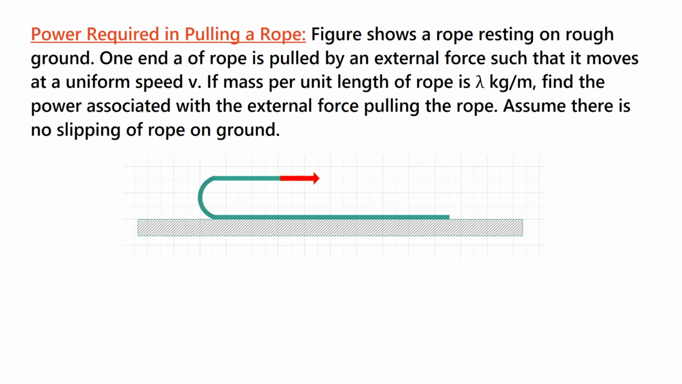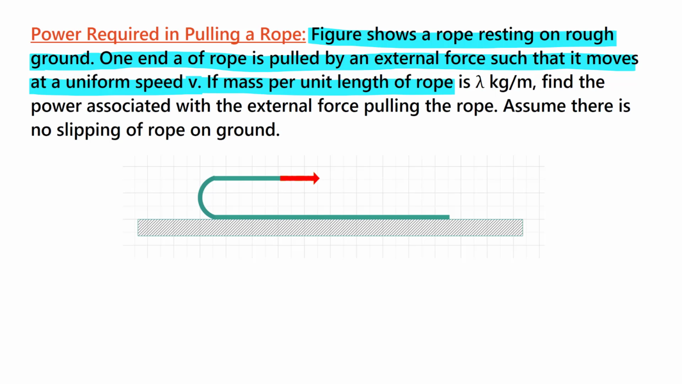So this is a beautiful problem, and this is called power required in pulling a rope. The problem says, the figure shows a rope resting on rough ground. One end of the rope is pulled by an external force such that it moves at a uniform speed v. If the mass per unit length of the rope is given as lambda kg per meter, we have to find the power associated with the external force pulling the rope. Assume there is no slipping of the rope on the ground.